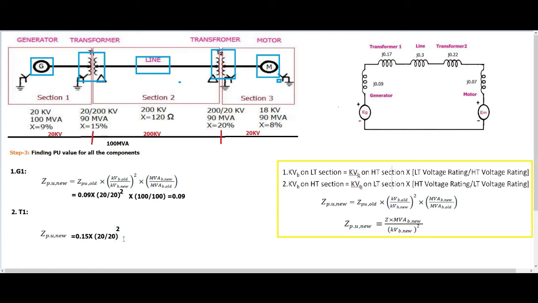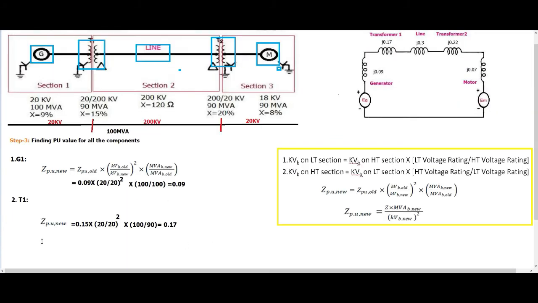Then again multiplied by new base power divided by old base power. New base power is 100 for the entire section. Divided by old base power. See, for the transformer, what is the old base power? 90. So divided by 90. The answer for this is 0.17. Okay.